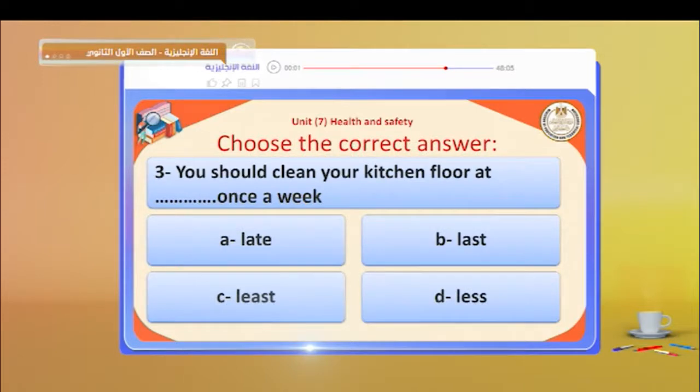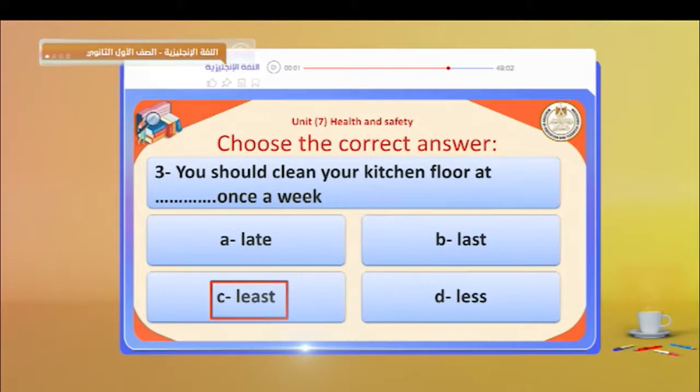Question number 3. You should clean your kitchen floor at once a week. Here the least thing you can do is to wash the floor or to clean the floor of your kitchen once every week. So: at late, at last, at least, or at less. What is the right expression? We say at least.